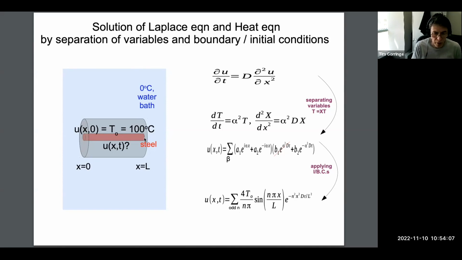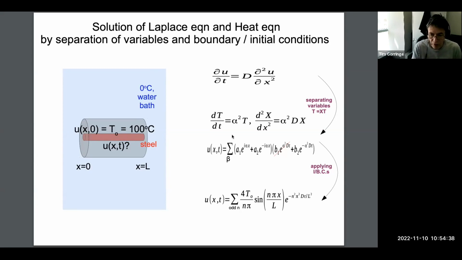It's a problem where we've got both initial conditions and boundary conditions. The initial condition is that the steel rod initially is all at 100 degrees Celsius at time 0. Boundary conditions are that the two ends of the rod, left and right, are at all times going to be in contact with the water. They're going to be at 0 degrees Celsius at all times. And so there are both initial and boundary conditions in this particular problem.